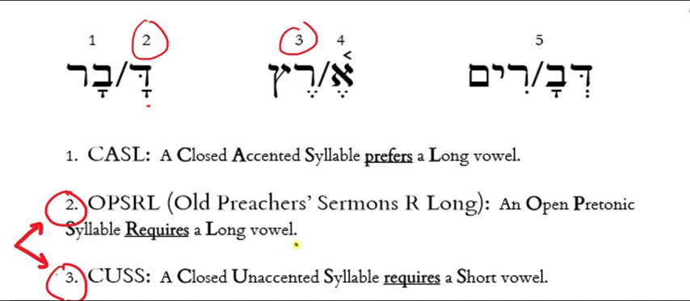Well, what does it mean for something to be open and pretonic? Well, I think we understand the open part, don't we? An open syllable is a syllable that is characterized by consonant vowel, one consonant followed by a vowel. And here, da is an open syllable. It is one consonant, one vowel. Okay? What does pretonic mean? We don't really know that term yet, but I'm going to introduce you to it right now.